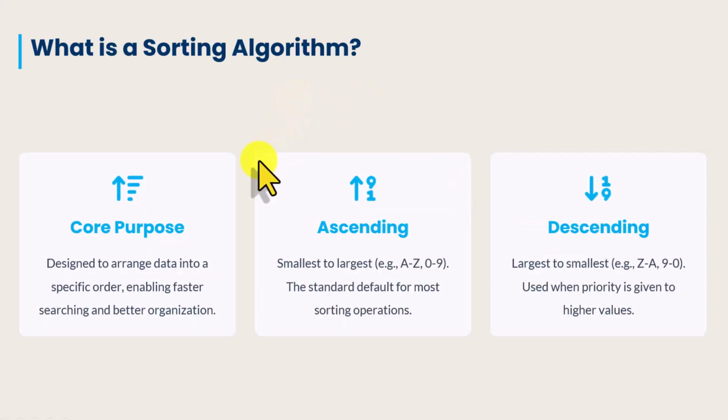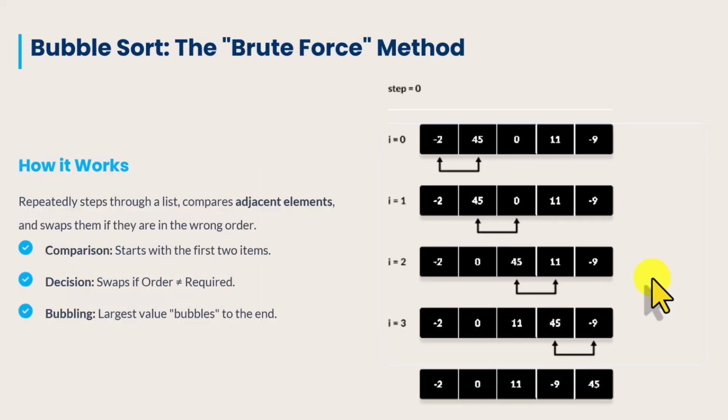What is a sorting algorithm? Sorting algorithms are designed to arrange data into a specific order, enabling faster searching and better organization. We can sort elements in ascending or descending order. Ascending is smallest to largest, like 0 to 9 or A to Z, and descending order is Z to A or 9 to 0. We can sort elements in any of these orders based on our requirement. The algorithms that we are going to study here are bubble sort and merge sort, and we will compare them.